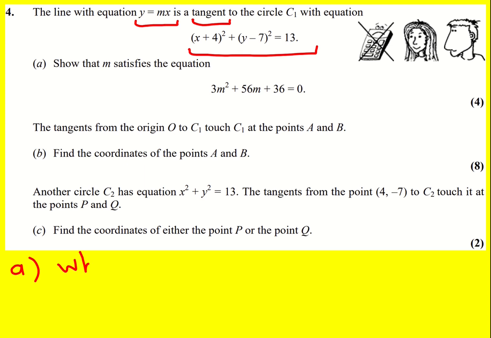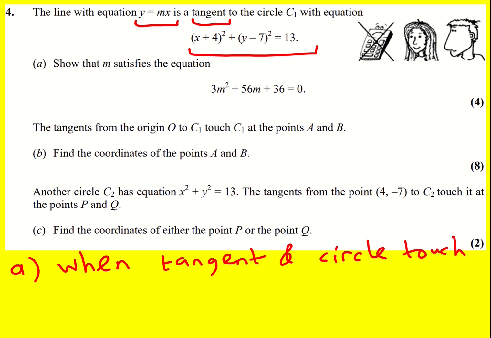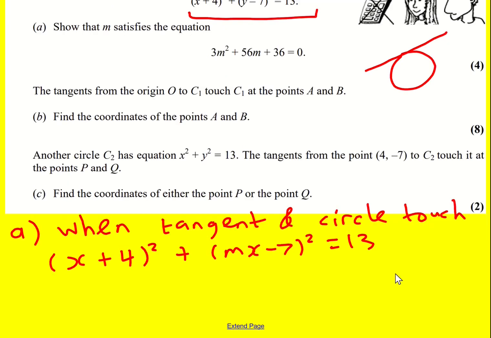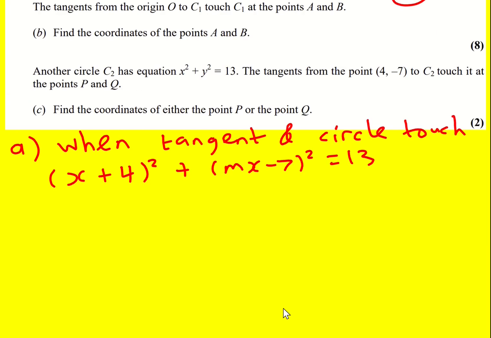So when the tangent and circle touch, remember, they're going to intersect. Actually, they're just going to intersect in one place, it just touches. But when they touch, I can substitute in, and now I've got a quadratic.